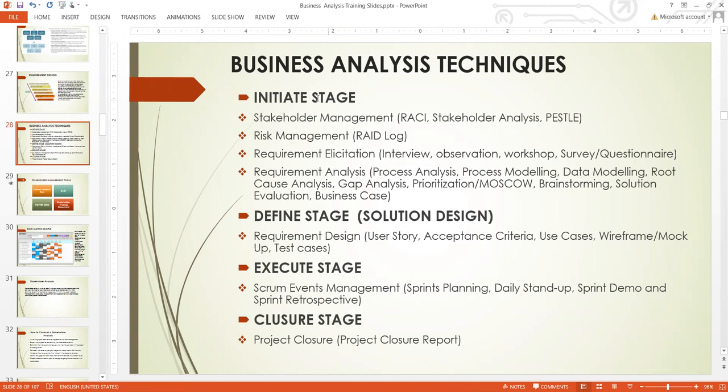So I break it down into the initiate stage, when you are trying to initiate your project, when you are designing your solution, when you are executing your solution, and when you are closing your solution. These are various techniques you can employ at every point in time during your project management, from the beginning to the end. That is end to end, full project life cycle. So with this, you know what to do when you are starting or when you are ending.